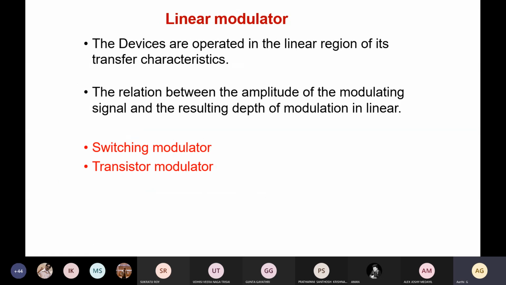So what is a linear modulator? The devices are operated in the linear range of its transfer characteristics. The relation between the amplitude of the modulating signal and the resulting depth of modulation is linear. So the input-output characteristics are linear, as well as the amplitude of the modulating signal and the modulation index. So they are having a linear relationship. These are the two types, switching and transistor modulator.